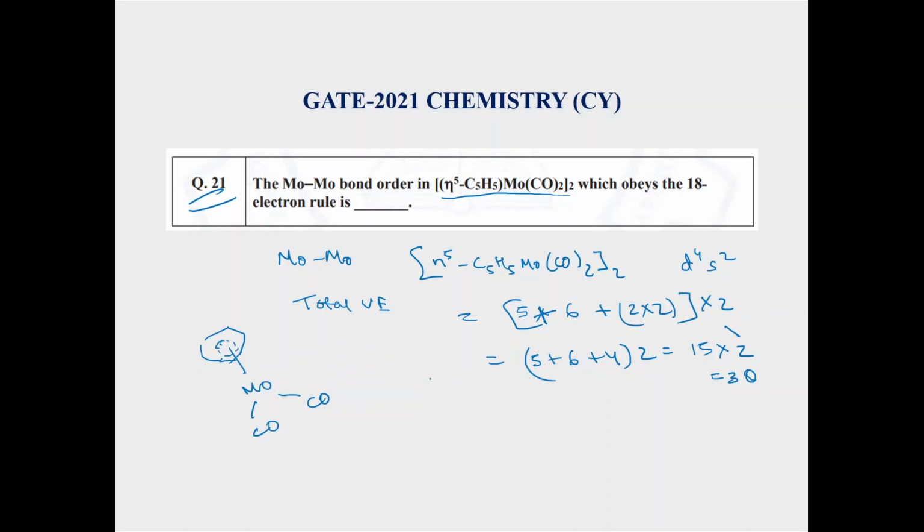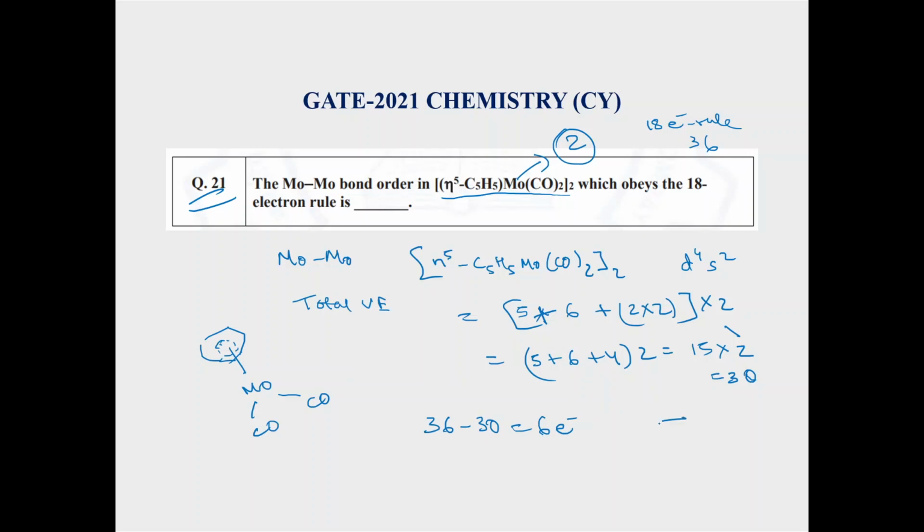For the 18 electron rule, the total number of valence electrons should be how much? 18. No, you have to consider this: in this complex there are a total of how many molybdenum? Two. Then the total number of electrons for following the 18 electron rule for the whole complex should be 36. So here how many fewer electrons are there? Six electrons are less for fulfilling this 18 electron rule.